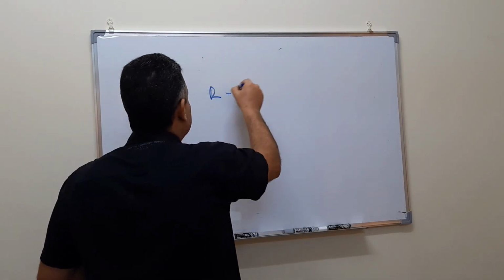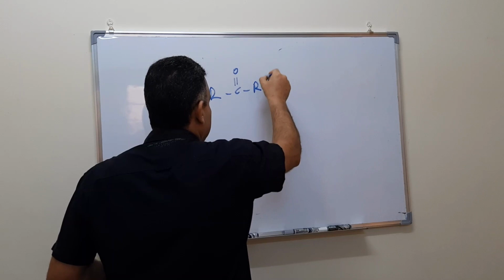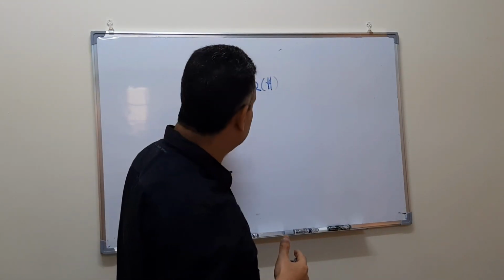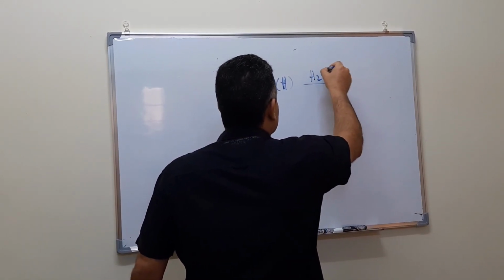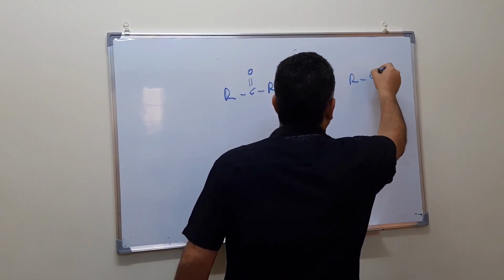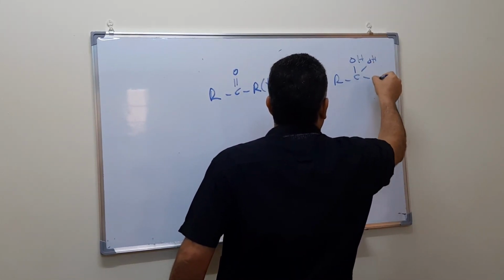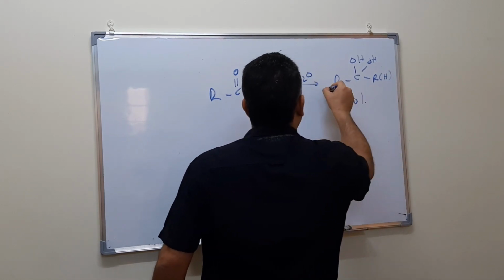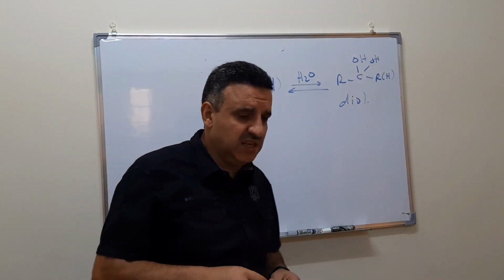So in principle, if we have aldehyde or ketone, I'm going to abbreviate it this way, which just refers to it, it doesn't matter if I talk about aldehyde or ketone. Then with water, the water will add itself to the carbonyl, and therefore we will get a diol here. This diol is not stable. It will simply go back to the original aldehyde and ketone.